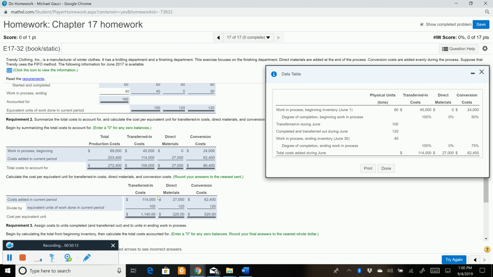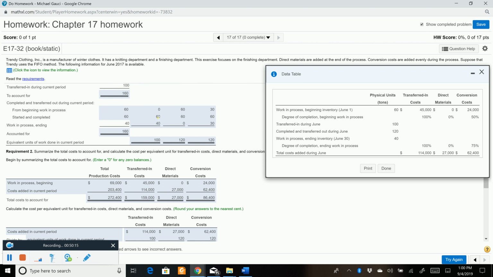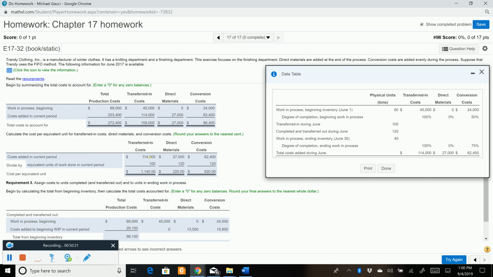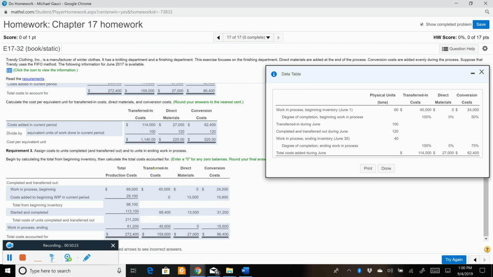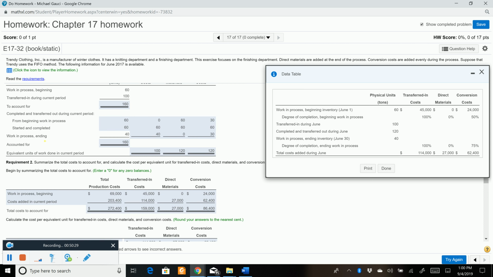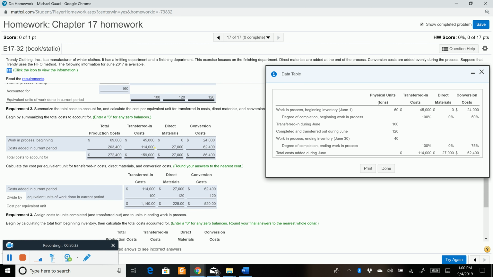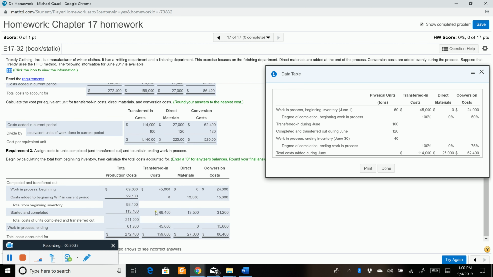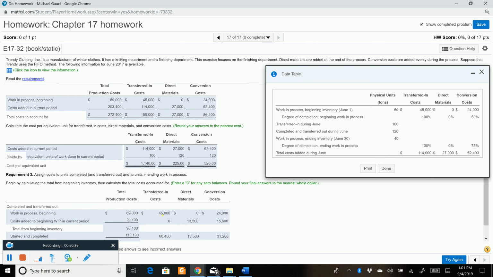How about started and completed? I'm highlighting it. 60 is the equivalent unit. 60 times 1140 will give us 68,400. And last but not least, ending WIP. What is the equivalent units? 40. 40 times 1140, that gives you 45,600. Now let's move on to direct materials.